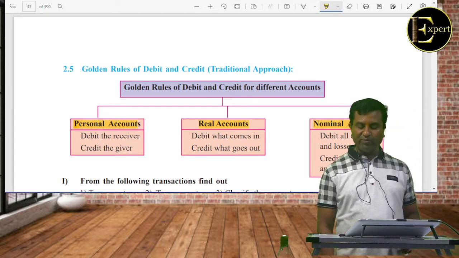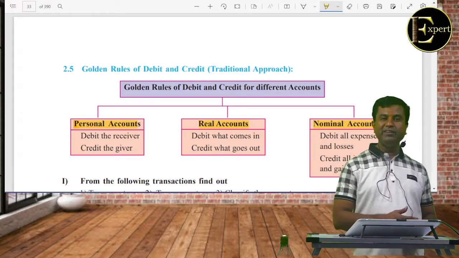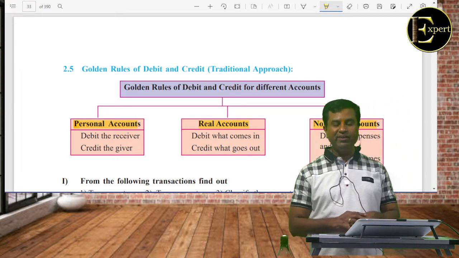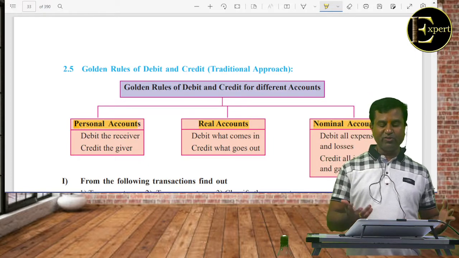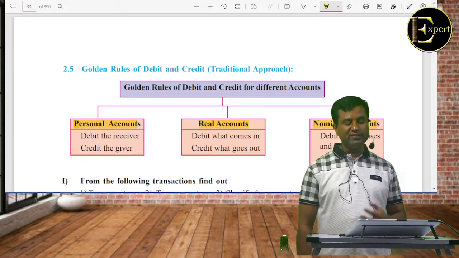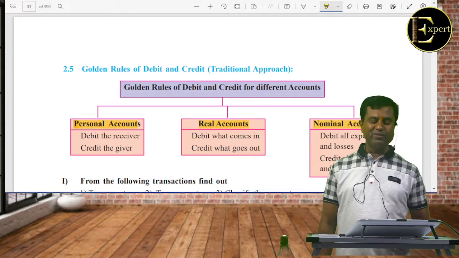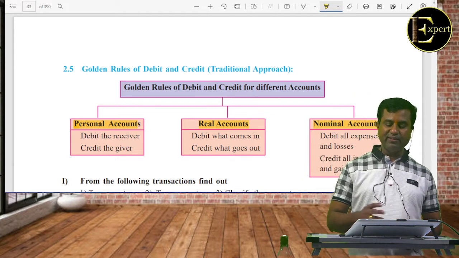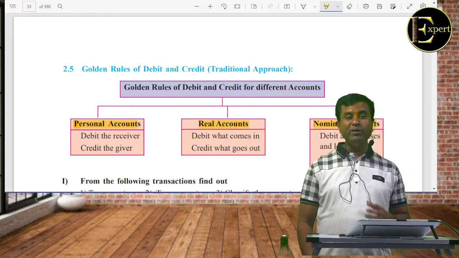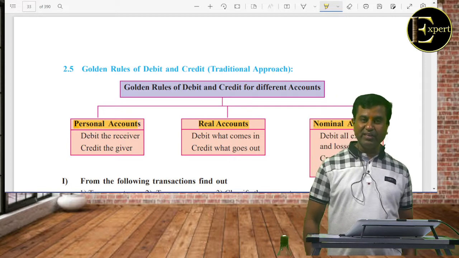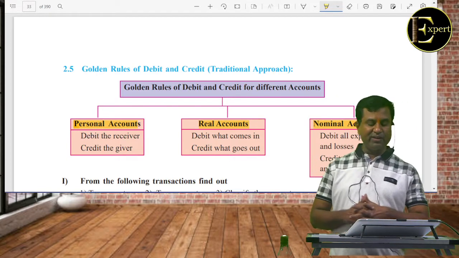The first rule is for personal account, and it says that debit the receiver, credit the giver. ये rule बोलता है कि debit the receiver, credit the giver. Another rule is for real account, means for assets only. Debit what comes in the business, credit what goes out of the business. I'm extending that considering your own business, your business point of view. I'm adding all these things. Debit what comes in the business, credit what goes out of the business. And third, nominal account rule is debit all expenses and losses of the business, credit all incomes and gains of the business. So that is the third rule as far as your nominal account is concerned.